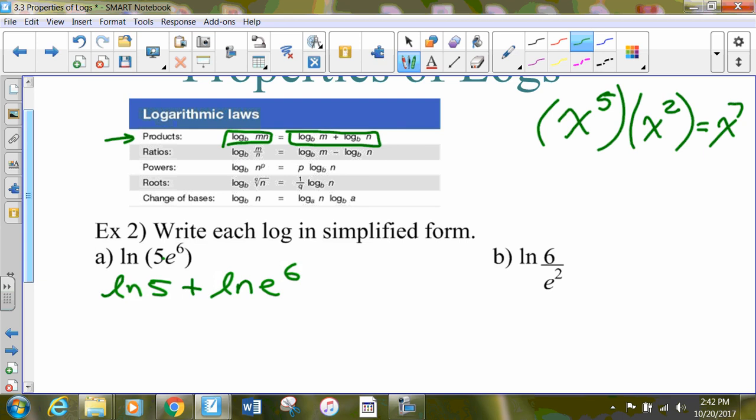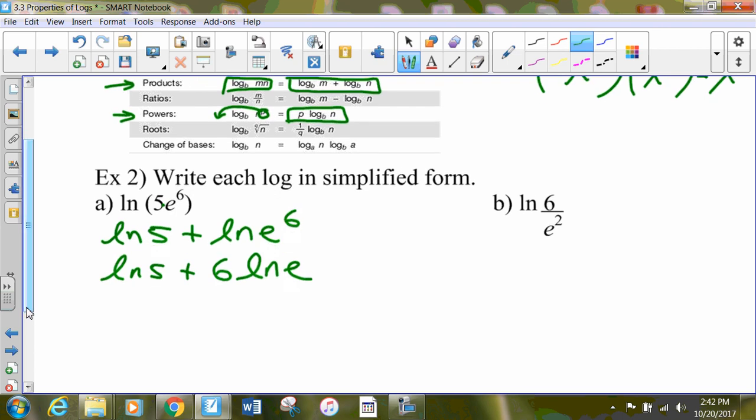The second rule that we're going to use here is the power rule. And the power rule says something special happens when we have a power here. It ends up going there. So you can see that over here. And so natural log of 5, we can't do anything else to, but we're going to go ahead and pull that 6 down and get natural log of e. Now, I know what you're thinking.